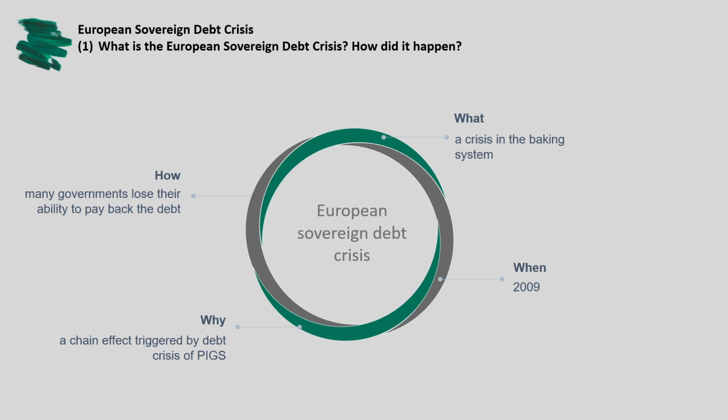The European debt crisis refers to a crisis in the banking system of the European countries using euros in 2009. At that time, many governments lost their ability to pay back the debt. But how did that happen? Generally, it was a chain effect triggered by the debt crisis of PIGS.